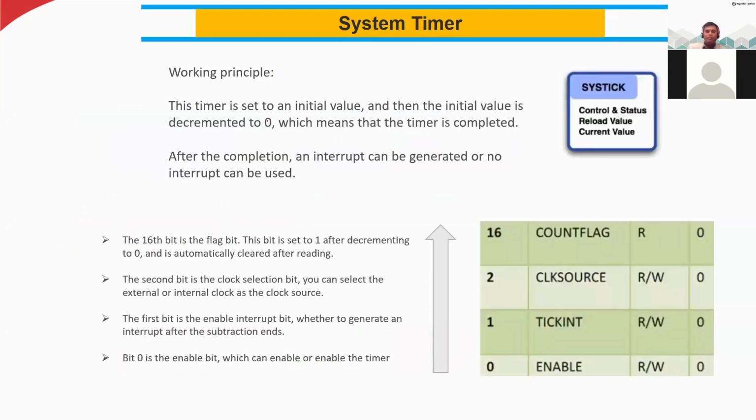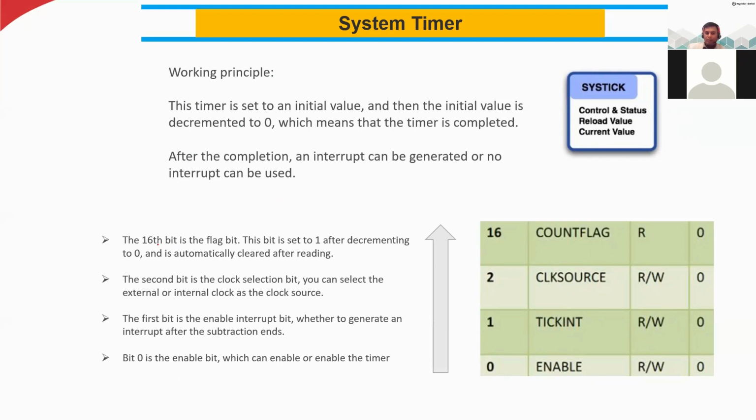Working principle: the timer is set to an initial value, and then the initial value is decremented to 0. It is a down counter, which means that when it reaches 0 the timer is completed. After the completion, an interrupt can be generated or no interrupt can be used. It's really up to the user or the programming nature. So you can generate the interrupt after a certain time period, and it will automatically reset. Here you can see a small table: count flag, clock source, tick interrupt, enable bit, and so on.